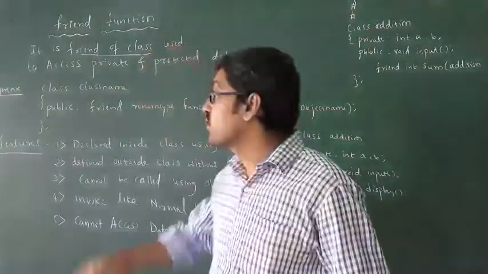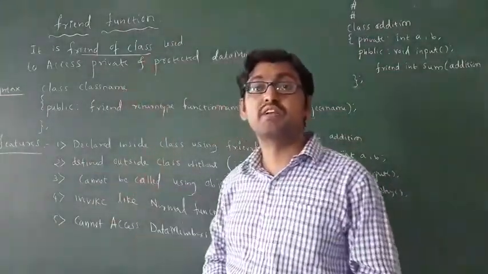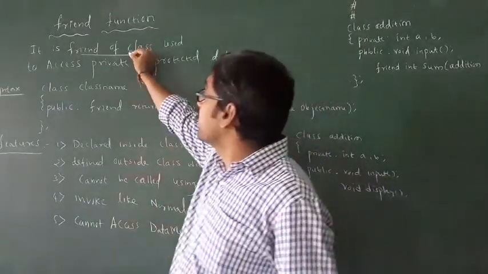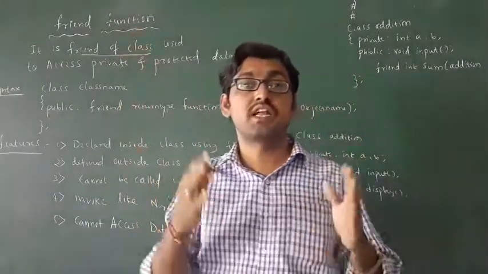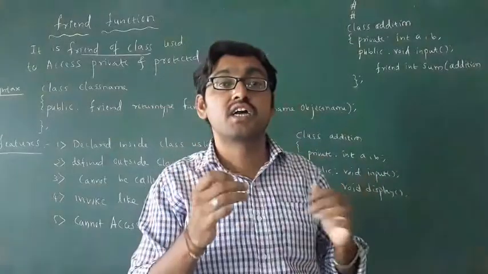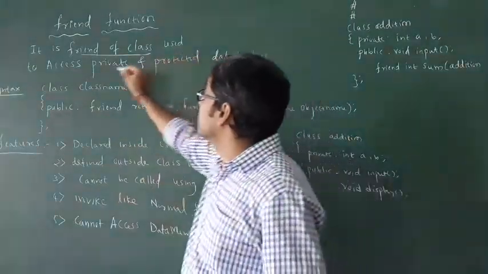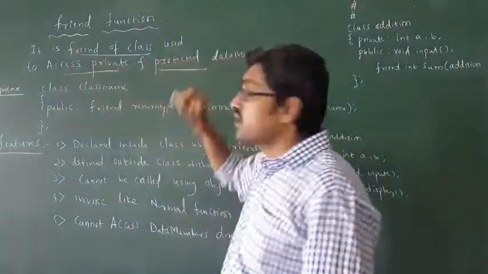See, what is the definition of a friend function? A friend function means it is a friend of a class. It is a friend, not an enemy. It is a friend of a class used to access private and protected data members.